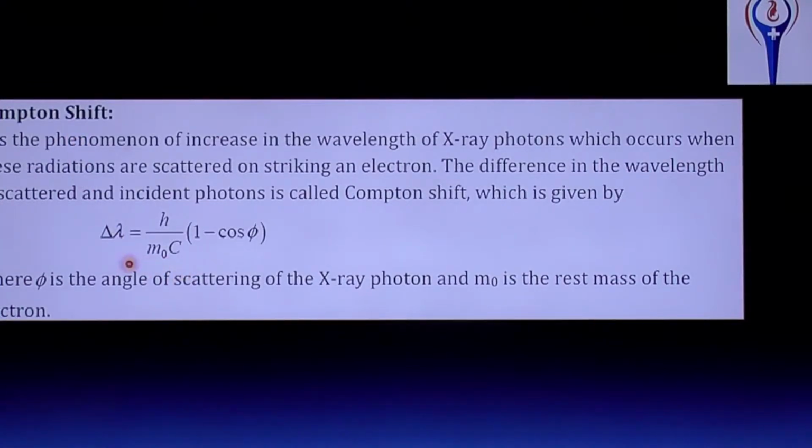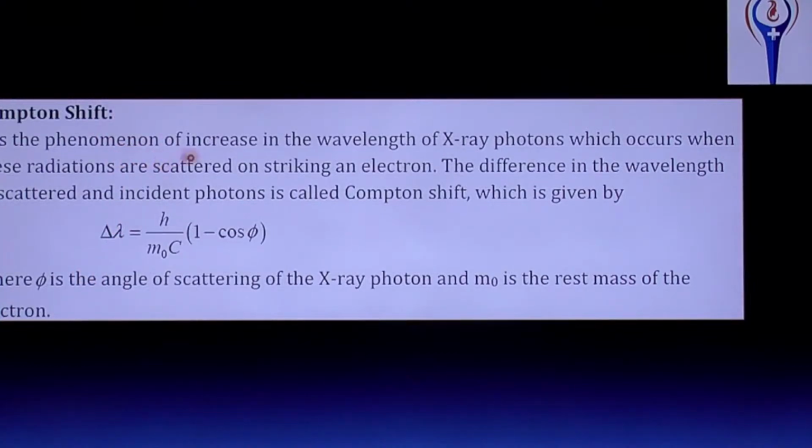This is a formula. After a 3-page derivation, by applying the law of conservation of energy and the law of conservation of momentum, along the same incident direction and perpendicular to the incident direction, students are able to derive del lambda equals h by m naught c into 1 minus cos phi or cos theta. And what is Compton shift?